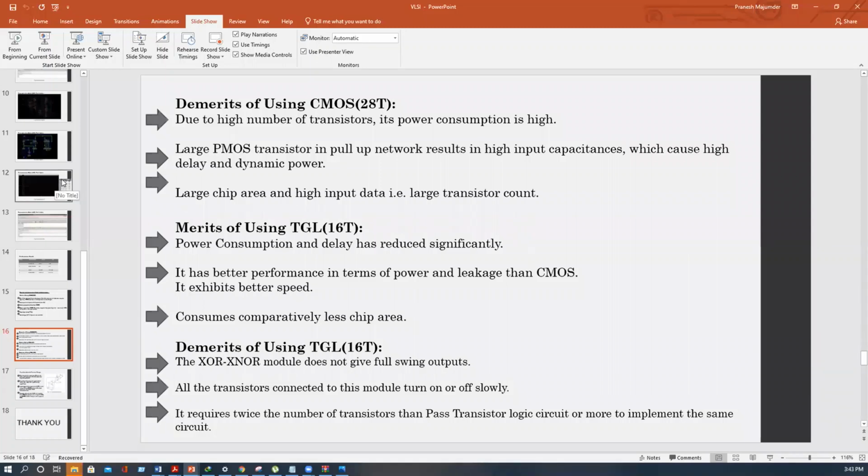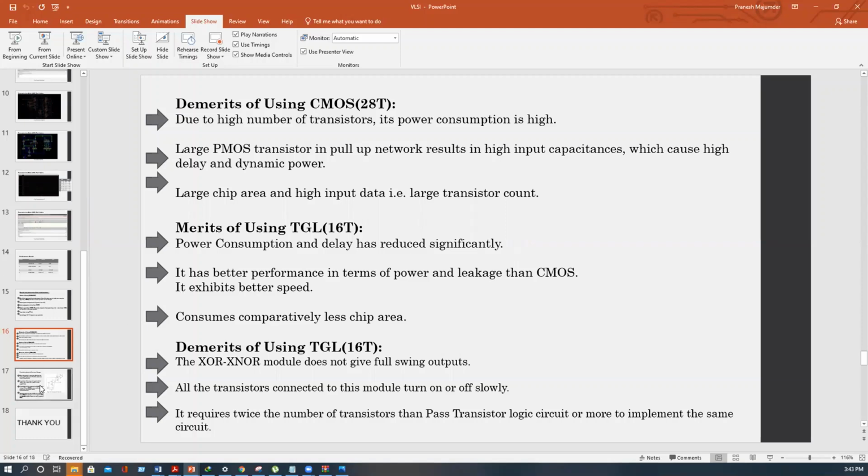Now I am going to present the merits and demerits of the transmission gate logic circuit. The first advantage of the transmission gate logic circuit is that it has less power consumption and delay than the CMOS circuit. It also has better performance in terms of leakage and speed than the CMOS circuit. It also consumes less chip area. It has disadvantages too. Its XOR and XNOR gate module does not give full swing outputs, so all the transistors connected to this module become slow. As a result, it requires twice the number of transistors to implement the same circuit.